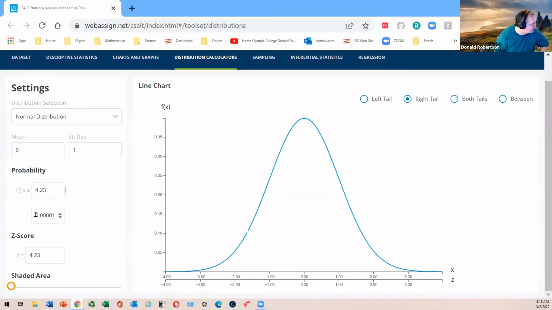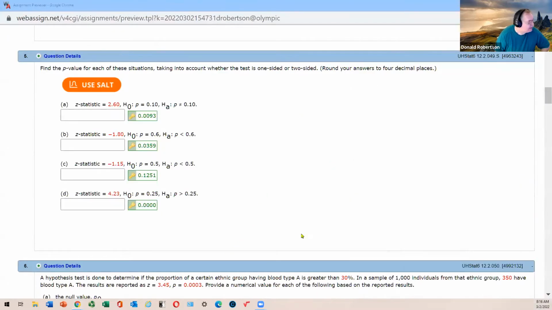And the answer I get is that guy there. So my p-value is 0.00001. Okay. Now, you're asked to do these answers to 4 decimal places. To 4 decimal places, the answer is 0.0000.